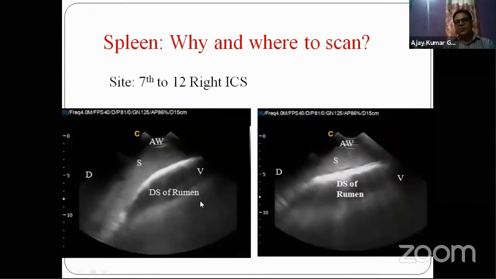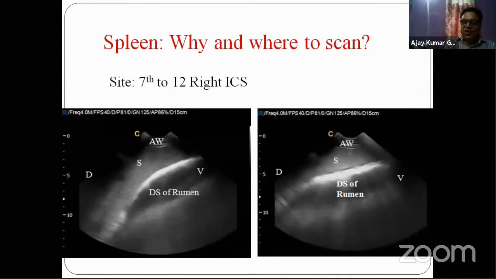Now coming to the left side, the first organ, you can also scan the reticulum from the left side. The site is the same as on the right side, that is fifth, sixth, seventh intercostal spaces. And if you find the reticulum in fourth intercostal space in case of cattle, it is DH. If you find reticulum in fifth intercostal space in case of non-pregnant buffalo, you can assume it is DH. If you find it in fourth intercostal space, it is definitely DH.